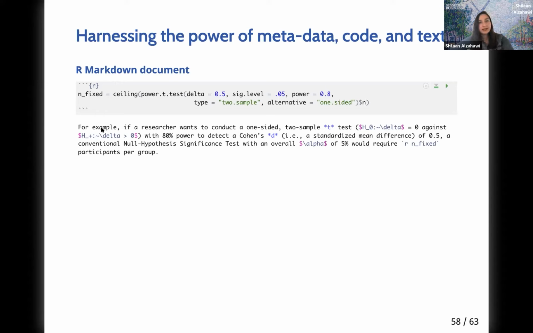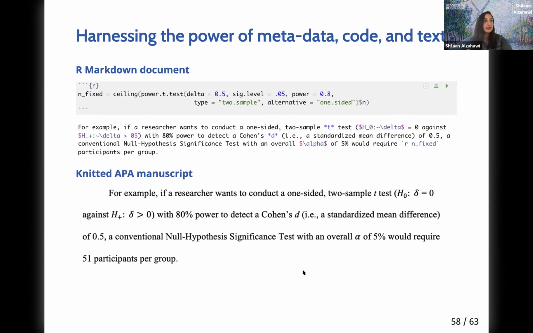And then I write my text here. I have a manuscript in which I say, if a researcher wants to conduct a one-sided 2-sample t-test, as you can see here, I've italicized the t for t-test. Then I say with an alpha of 5%, this would require, between backticks, r n_fixed participants per group. And then I knitted, I click knit, and what I get is this. So here you see that it ran the code behind the scenes for me, and it ran that power analysis, and it's telling me you need 51 participants per group to have 80% power for this t-test.